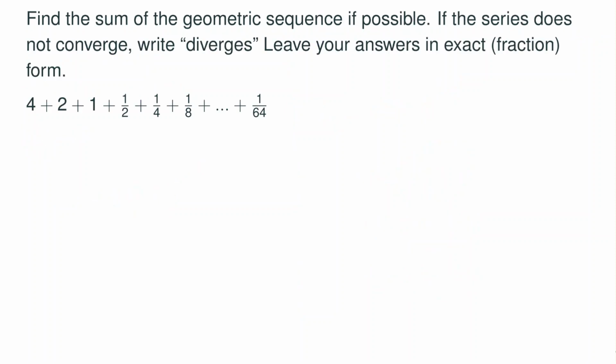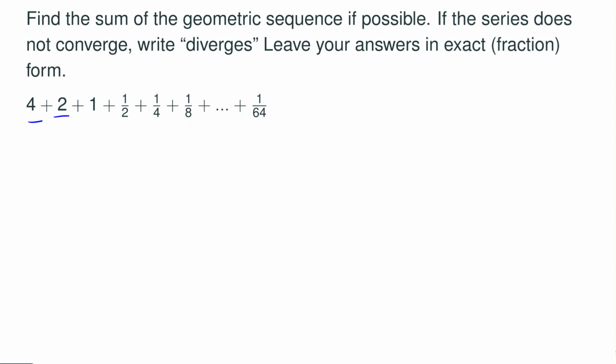Find the sum of the geometric sequence if possible. If the series does not converge, write diverge. Leave your answer in exact fraction form. So converge means that the sum is going towards a number. Diverge means the sum does not exist. Okay, it gets bigger and bigger, or it goes smaller and smaller. So here we have a finite sum, so we should be able to find the sum that converges to a number.